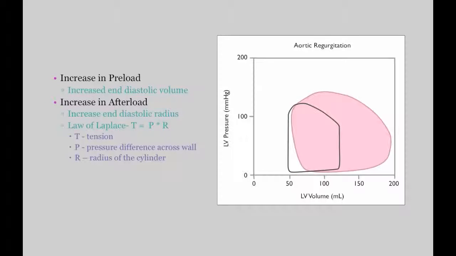This is a classic flow volume loop of aortic regurgitation. Here we see increased end diastolic volume, which demonstrates increased preload. And we also see an increase in end diastolic radius, pressure and afterload. This has to do with the law of Laplace, where wall tension equals pressure times the radius of the cylinder. As the radius increases, therefore, the wall tension increases as well.